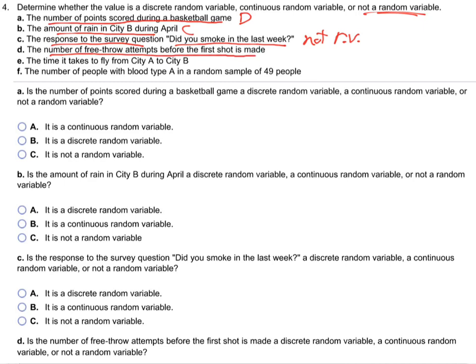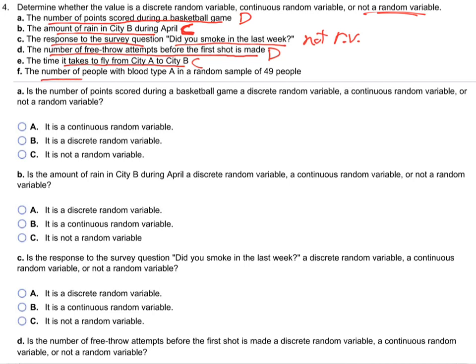Number of free throw attempts before the first shot is made. That's discrete. That can only be fixed different numbers, right? Can't do 2.5. The time it takes to fly from city A to city B. Yeah, that's continuous. That can be any amount of time. That could be 3 hours, 10 minutes, 4 seconds, 0.3 of a second. It's supposed to be B, the amount of rain in the city during April? Yes, it should be continuous. You put C for continuous. I'm just putting C for continuous and D for discrete. So it is continuous on that one.